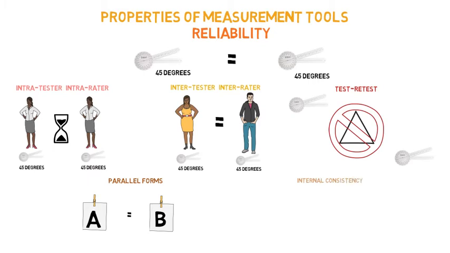Finally, internal consistency is the extent to which items or elements that contribute to a measurement tool reflect the same basic underlying construct or phenomenon, and that's established by determining that the scores on items within a scale or measure are highly related to each other or highly correlated.